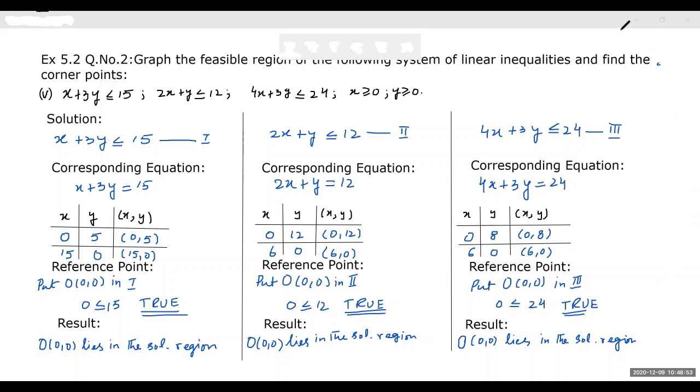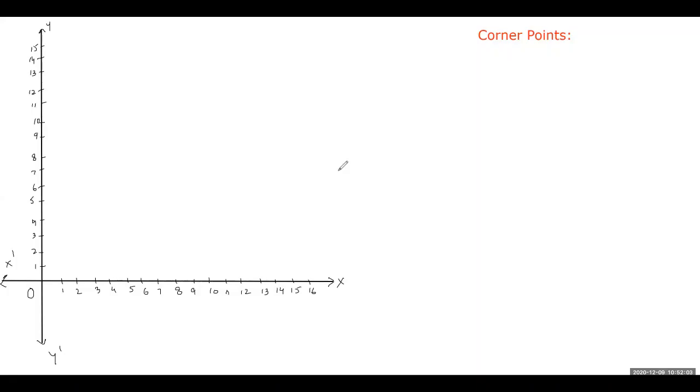And now we are going to the graph paper and sketch all these lines. Here is the graph paper, 1, 2, 3, 4, and so on up to 16, and 1, 2, 3, 4, and so on up to 15. First of all, I'm going to mark x greater than or equal to 0. So this arrow shows x greater than or equal to 0. Then y greater than or equal to 0. So this arrow shows y greater than or equal to 0. So their common portion will be the first quadrant.